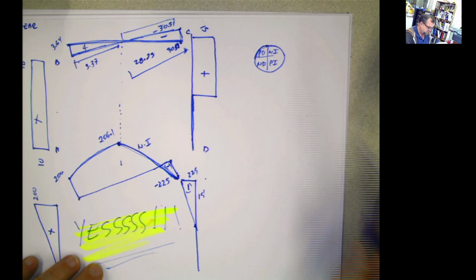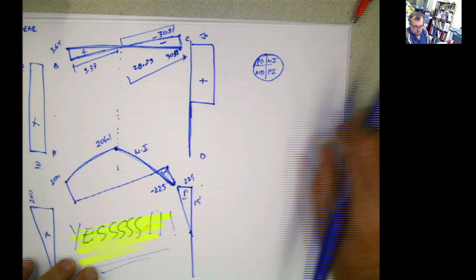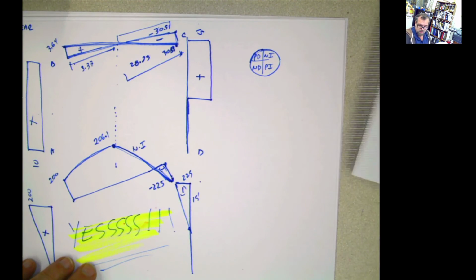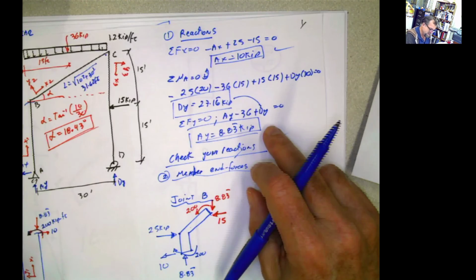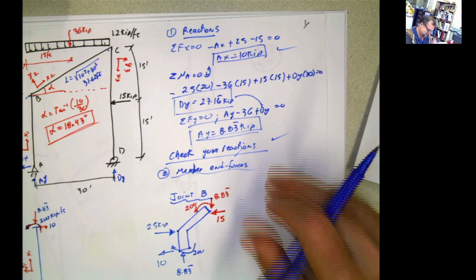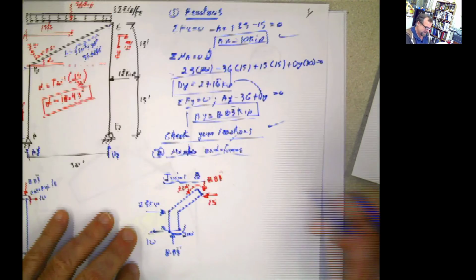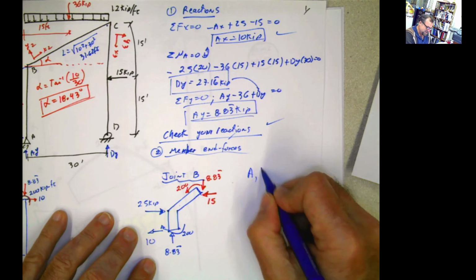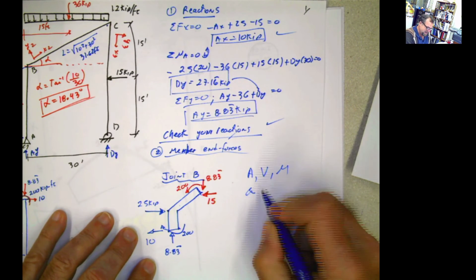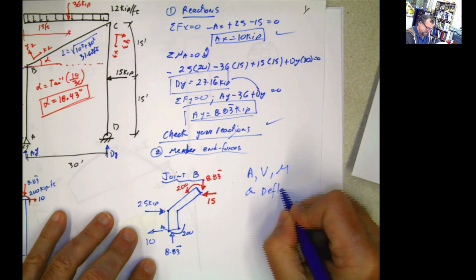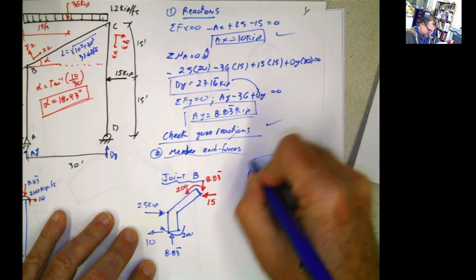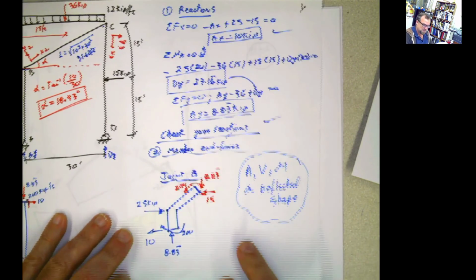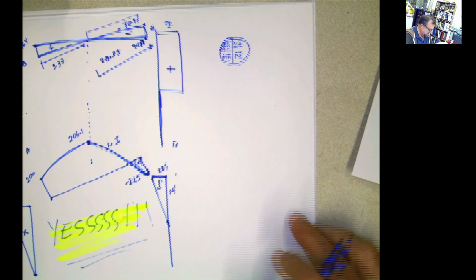You want to know the worst part? We're not done yet. Why are we not done yet? Because the problem asked for, well, actually the problem didn't ask for anything. But I told you what I needed, right? I need the axial, the shear, the moment, and the deflected shape. So we need to do the deflected shape.